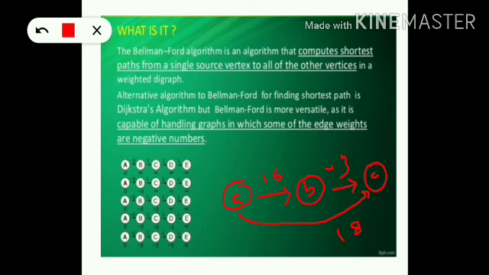So Dijkstra's algorithm, when used to find the shortest path from A to C, gives us a value 18. Whereas the shortest path from A to B and then B to C can be given as 16 minus 3, that is equal to 13. So this is where Dijkstra's algorithm fails. It means that the Bellman-Ford algorithm permits us to work with edges having negative weights.